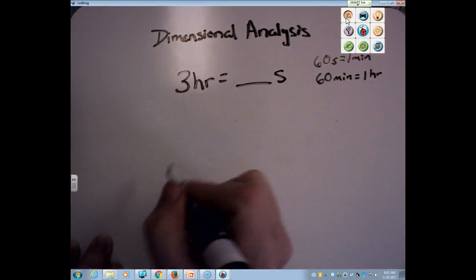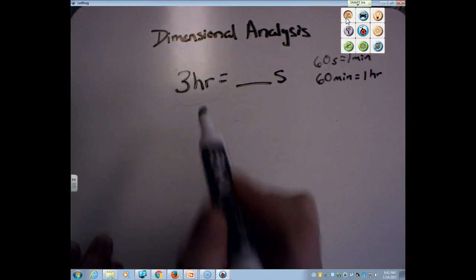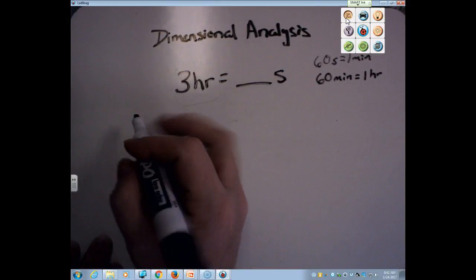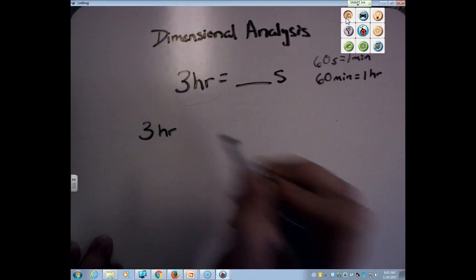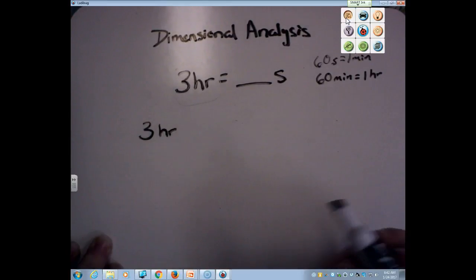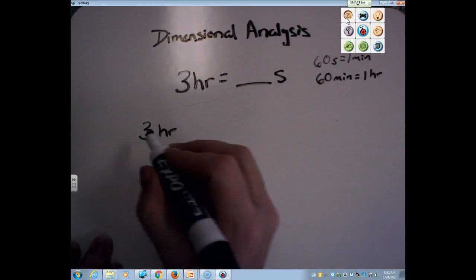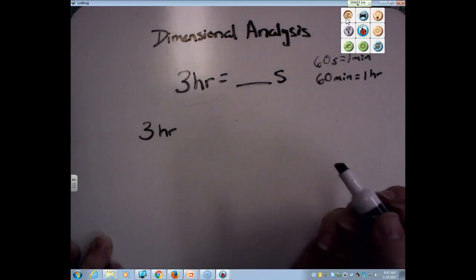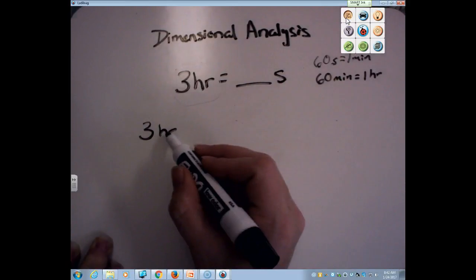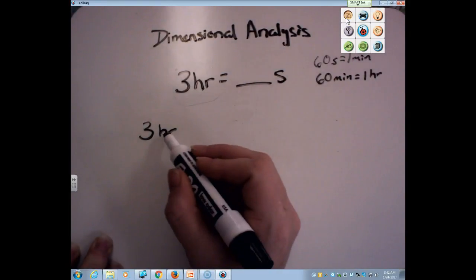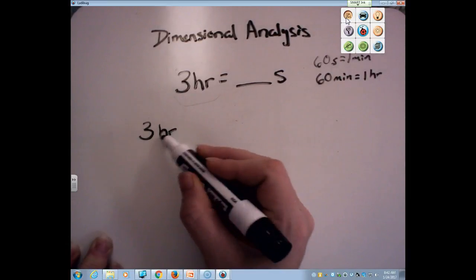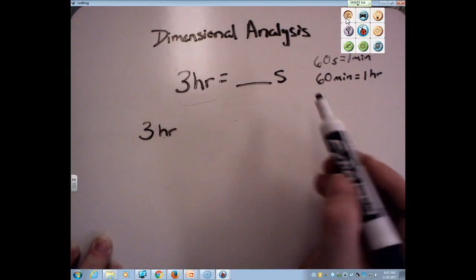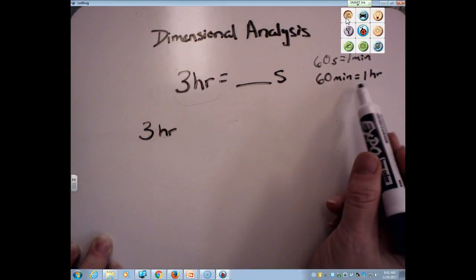When you start dimensional analysis, you always start with the number they give you in the problem, and you must write down the units because that's the whole point. We are trying to convert these units, 3 hours, and turn it into seconds. So we're going to take this value and multiply it by a conversion factor. I don't want to have hours anymore, so I want to make sure that I cancel this out. So I need to have a conversion factor that has hours in it. And that's this one right here. 60 minutes is 1 hour.